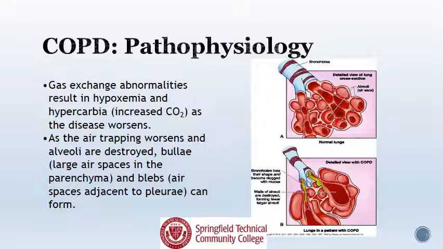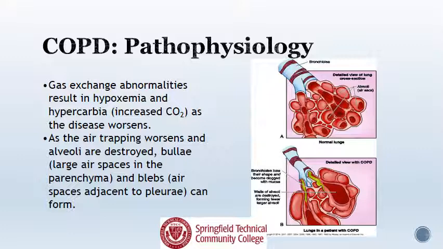As the air trapping worsens and alveoli are destroyed, bullae, which are large air spaces in the lung parenchyma, and blebs, which are air spaces adjacent to the lung tissue, can form. So this is a bullae. There it is. So this large open area, it would be considered a bullae. And if you could see a patient's chest wall with a lung, the blebs are outside the lungs. They're adjacent to the pleura. And this kind of damage occurs in COPD.